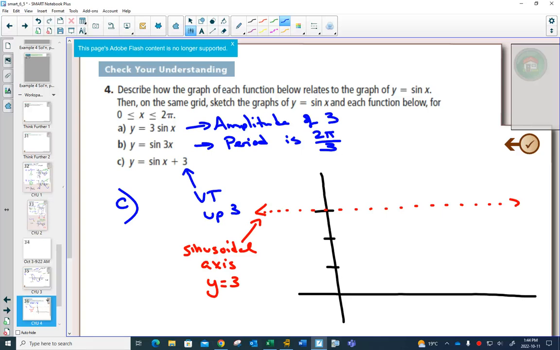But what it's changing when you move something up or down is where the center line is. Right? The other word for center line is sinusoidal axis. So if your center line was at 0 and you moved it up 3, does it make sense that your center line is now at 3? Our amplitude on this one is still 1, but amplitude is a measurement from the center line. So if I know the amplitude is 1, does it make sense that my maximum is up 1 from 3 at 4? And my minimum is down 1 from 3 at 2?